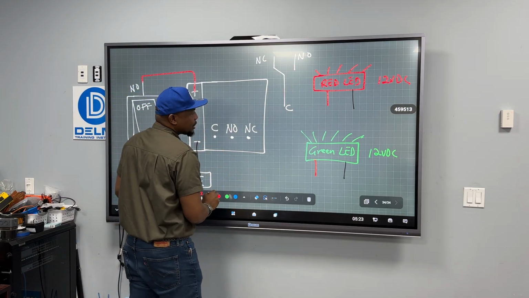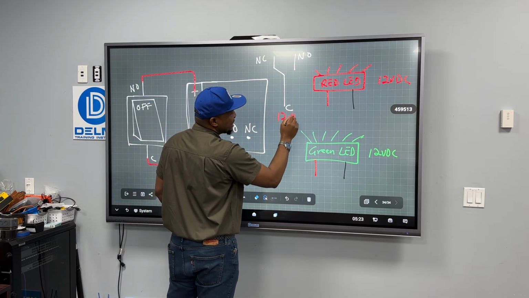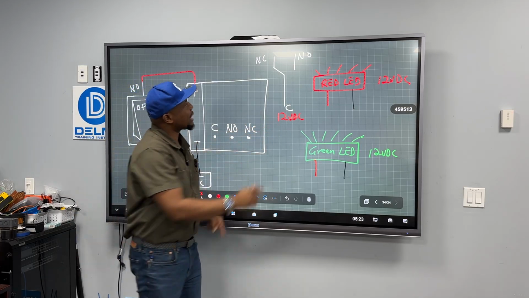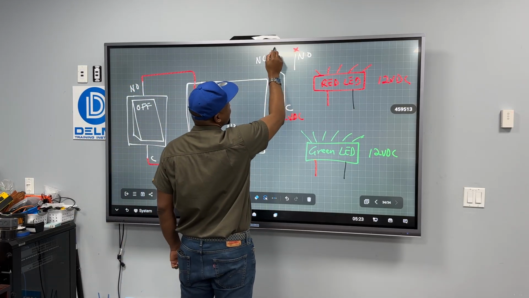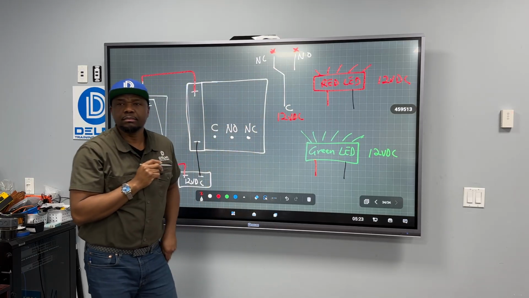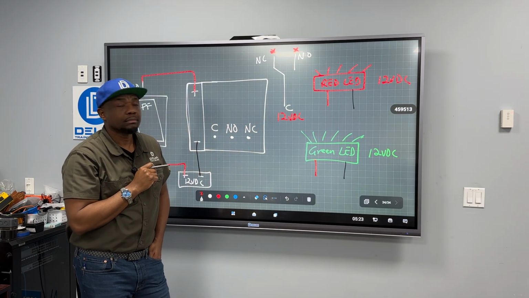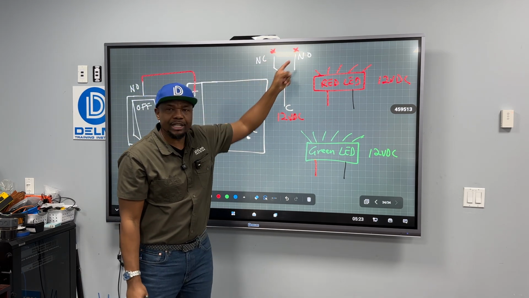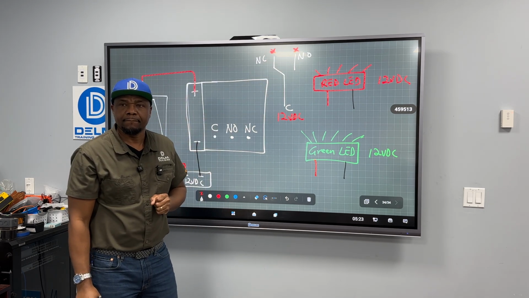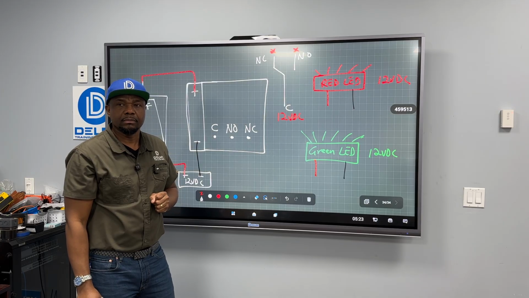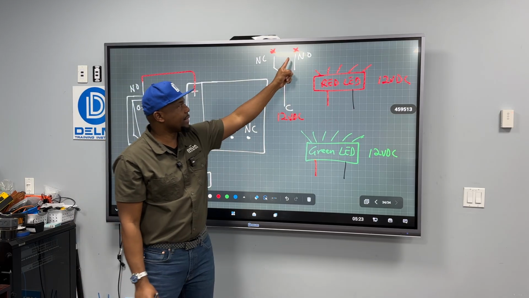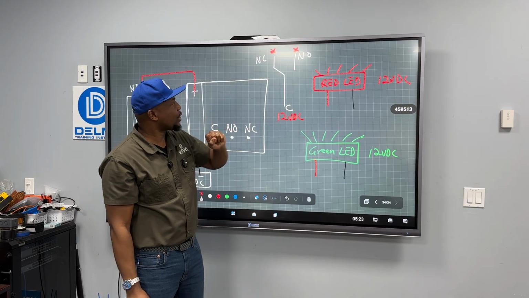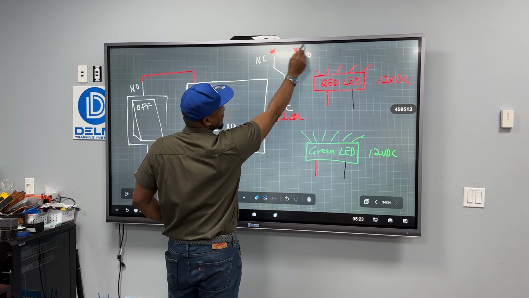If I introduced any voltage here, 12 volts DC, where do you think I'm going to see this 12 volts? Am I going to see it here, or am I going to see it here? I need you guys to tell me. Is it going to appear at the normally closed or at the normally open? Normally open. Normally open? A lot of answers, normally open.